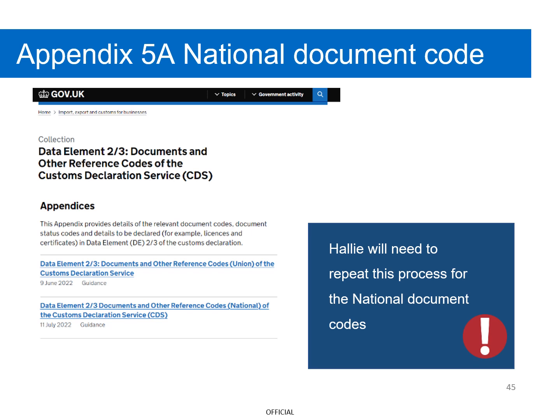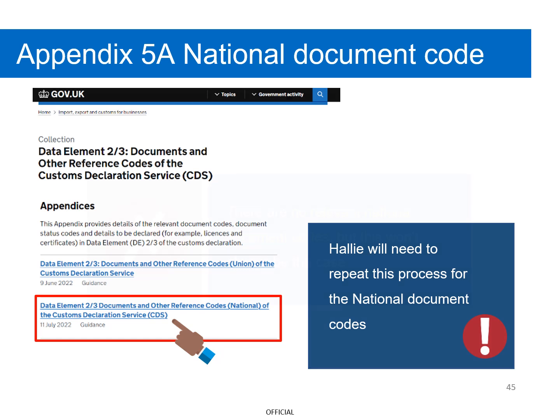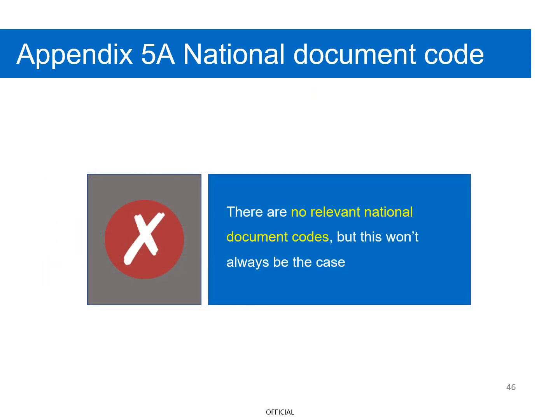Hallie will need to repeat this process for the national document codes. After working her way through the document, she sees there are no relevant national document codes, but this won't always be the case.